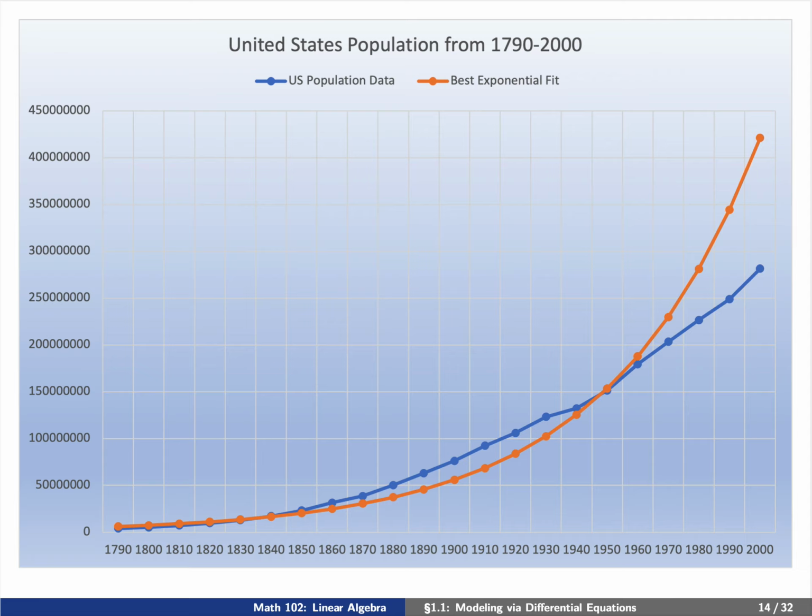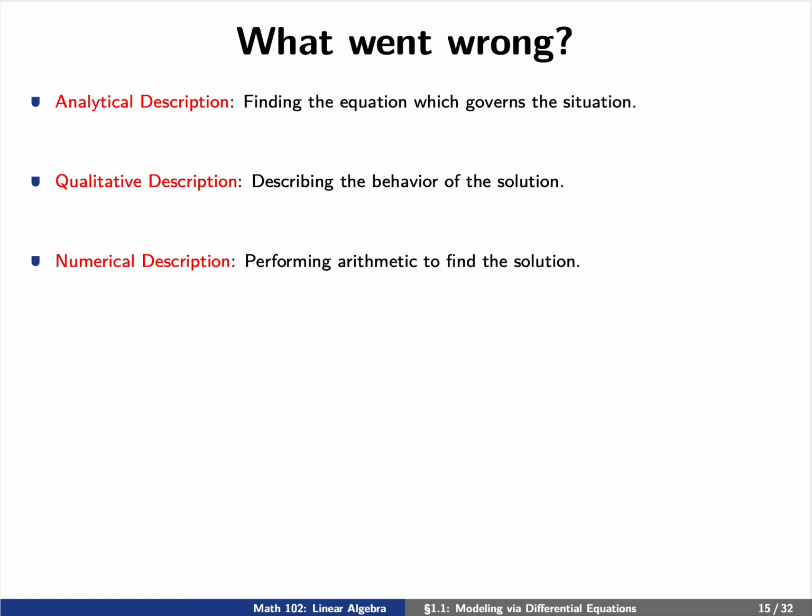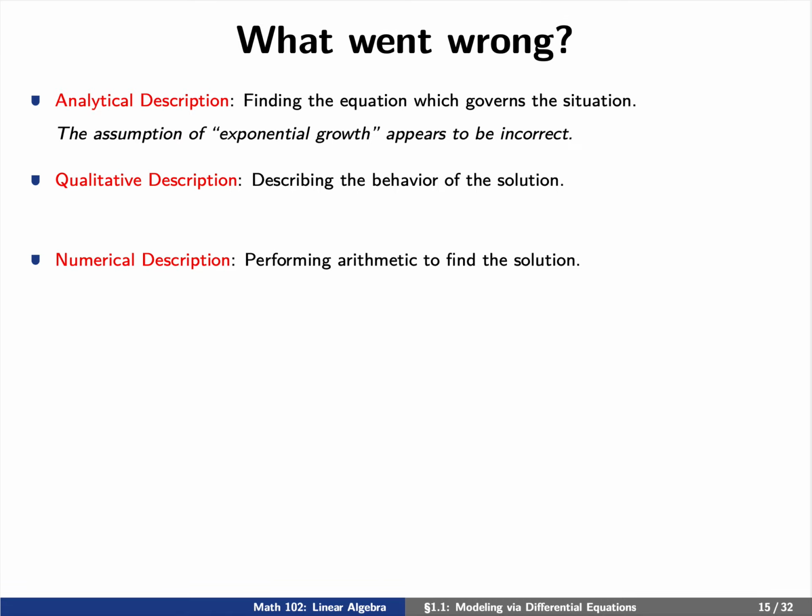You'll see that there are some problems here. In particular, our orange curve really does not do a good job of matching our blue data. So what exactly went wrong here? Well, let's try to have some descriptions using either analytical methods, qualitative methods, or numerical methods. First, let's start with the analytical. That is, we want to try to discuss the equation which governs the situation. Well, by staring at the graph, we see that maybe perhaps our assumption of exponential growth is incorrect.